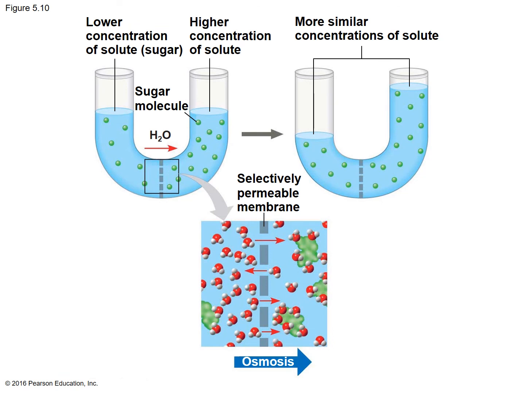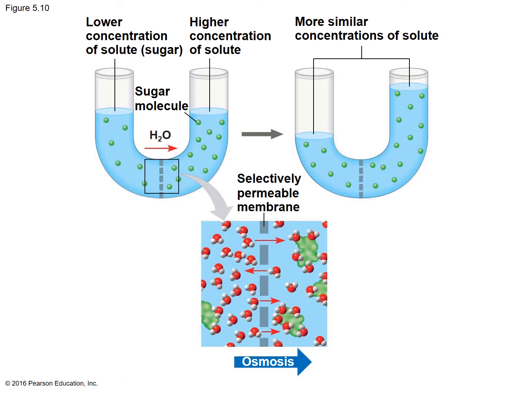If you're looking at figure 5.10, which is the slide that I have up right now, what you see is a U-shaped tube that contains a selectively permeable membrane directly in the center of the U-tube. At first, the water level is the same on both sides. The only difference is the amount of solute on the right compared to the left. And when I say solute, I'm talking about the small green molecules that you see. They're labeled as sugar molecules. So that's what the solute is in this case.